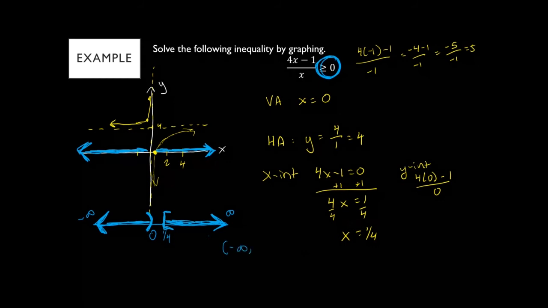We have -infinity to 0, and then we have a gap, so we have a union, and then a bracket at 1/4 to infinity. And that is where this rational inequality is greater than or equal to 0. So I graphed what we had on the left, and then I looked at where it is above my x-axis. And that's how we get our answer here.